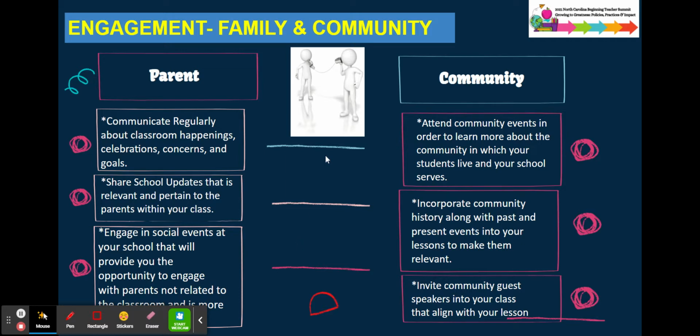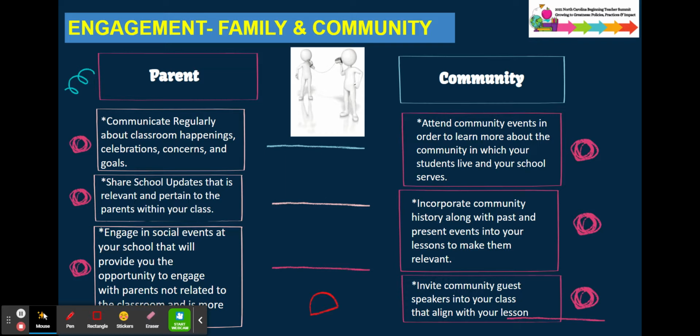So when we think about engagement, we've talked about students. What does that mean for families and communities? So I put together some things that have been extremely successful for me as a classroom teacher, and definitely been successful for my school in bringing these components in. And we think about that triangulation once again.